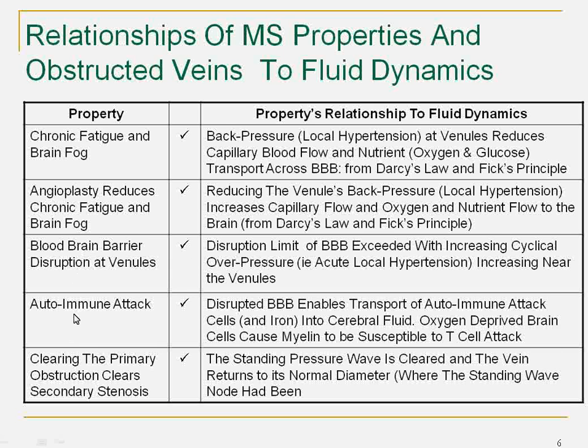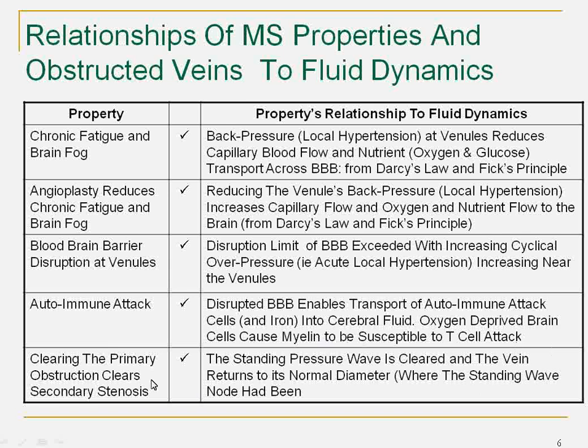It's observed that there is an autoimmune attack in multiple sclerosis. This is the primary thing that's observed. If the blood-brain barrier is no longer intact, that means that the autoimmune cells can get through the barrier and into the brain, and in the brain it may cause the deprived, deteriorating myelin to be susceptible to the attack from those autoimmune cells.